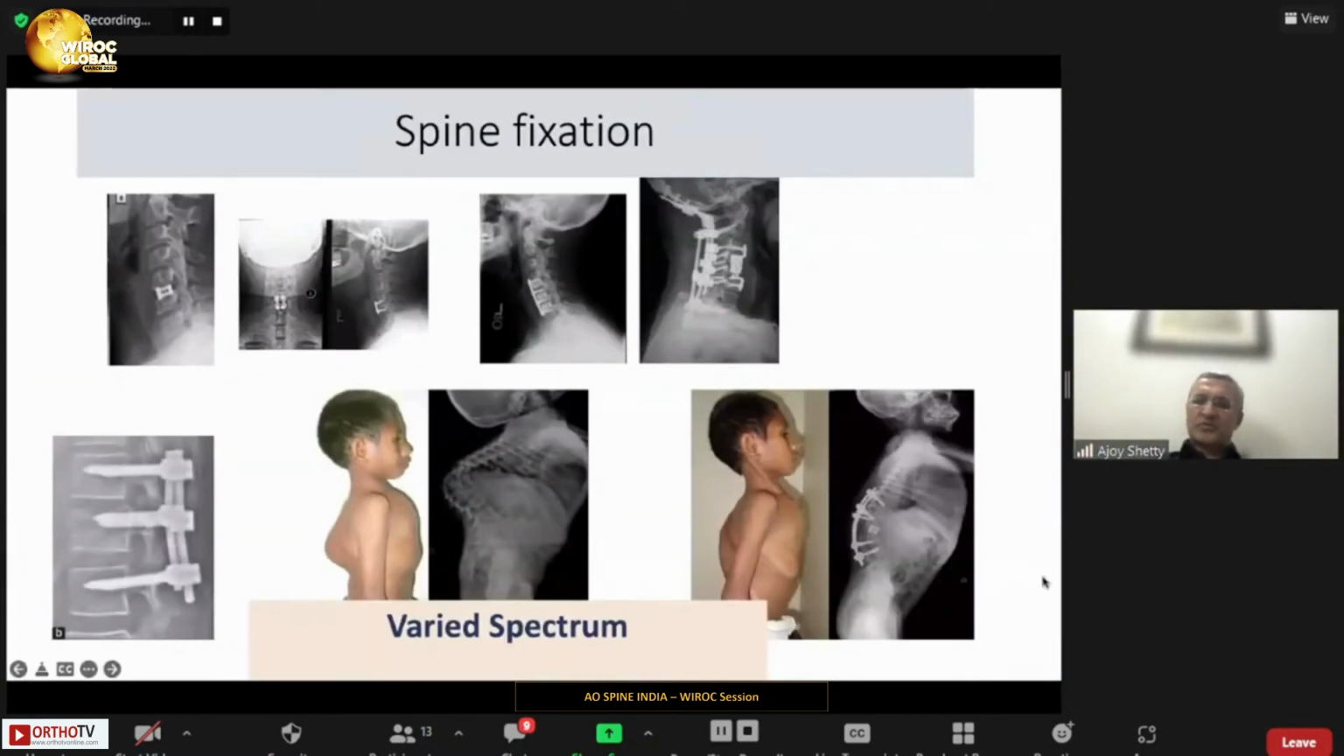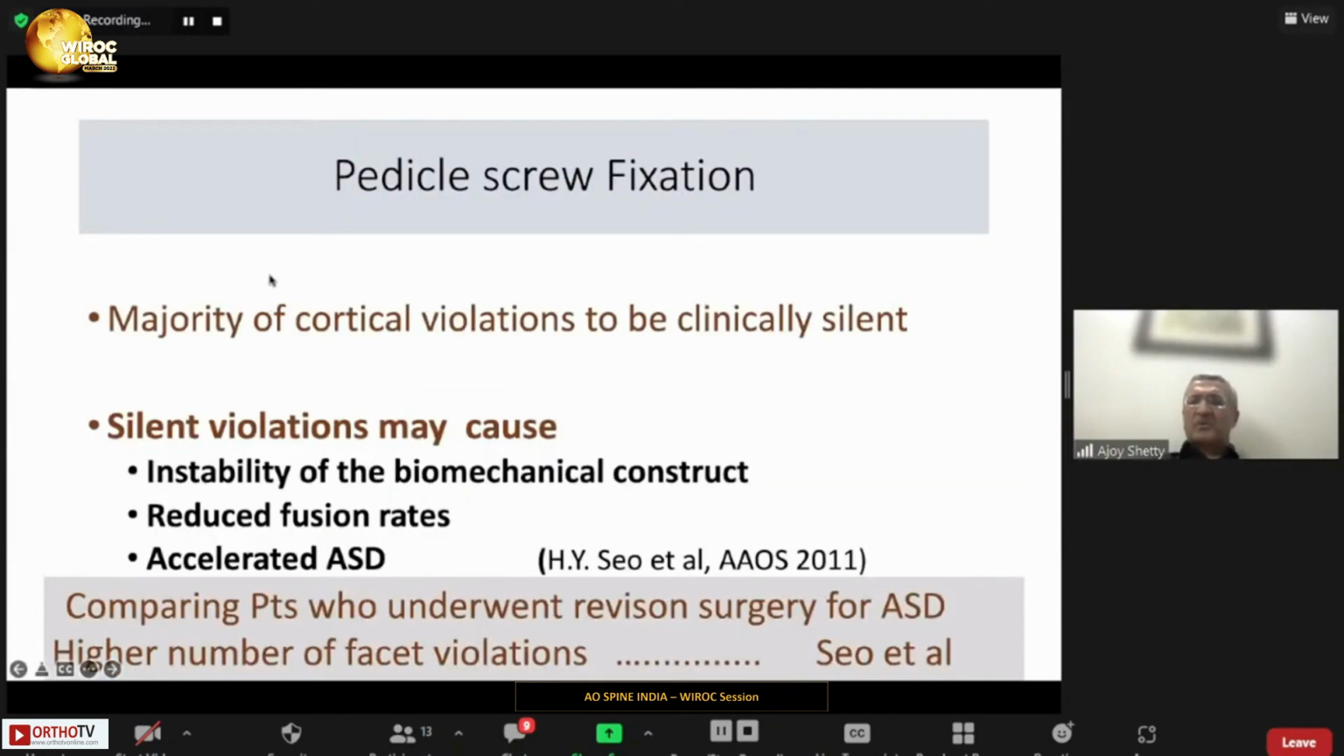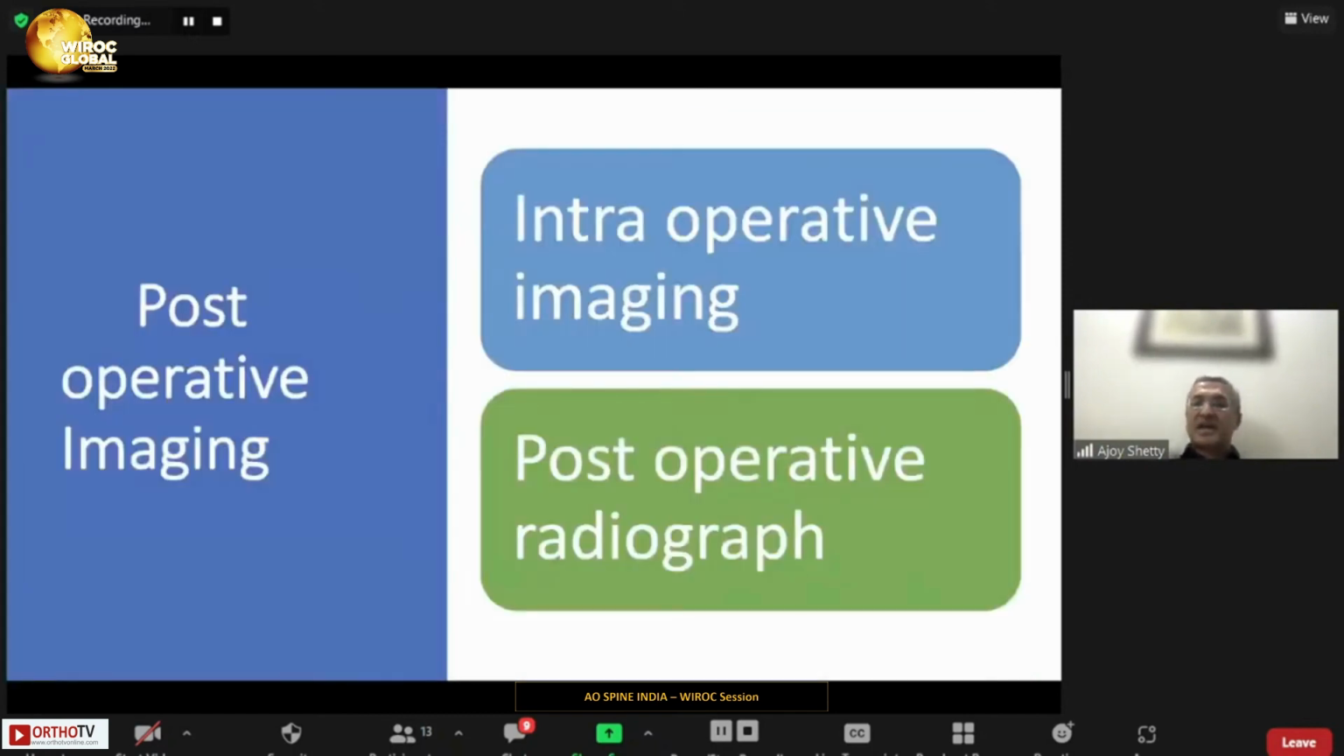So far, you have heard about various fixation options in spine surgery, which is a varied spectrum, and also the talks about how to do it right. However, we know that pedicle screw violations do happen, but fortunately the majority of these violations are clinically silent. But we also know that silent violations may cause instability, reduced fusion rate, and probably exaggerated adjacent segment degeneration with regard to facet damage.